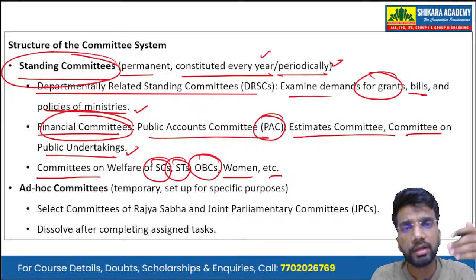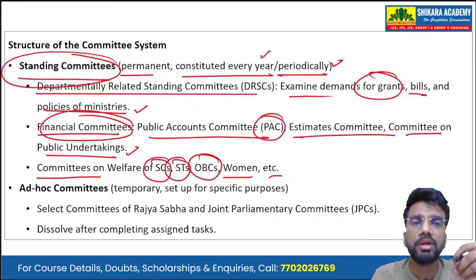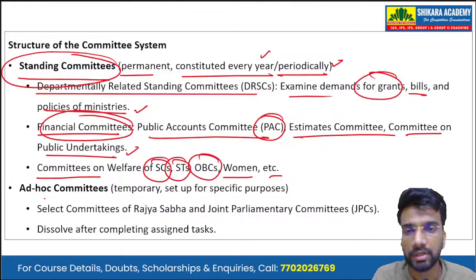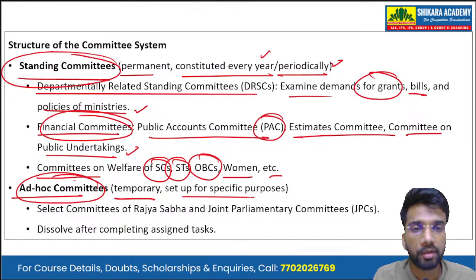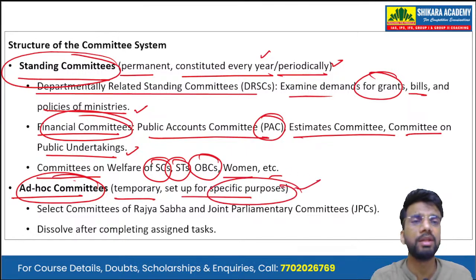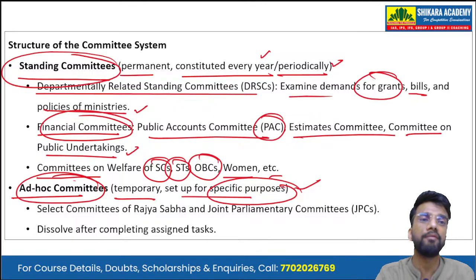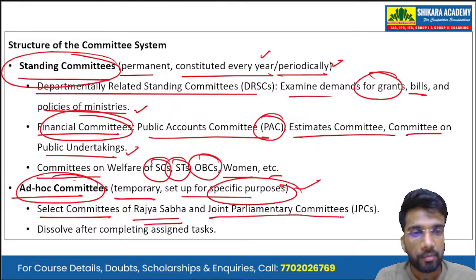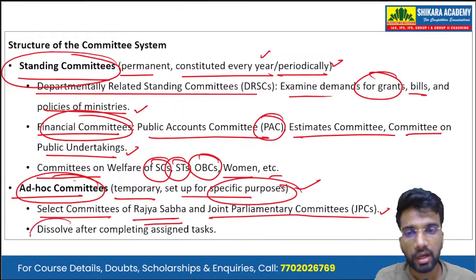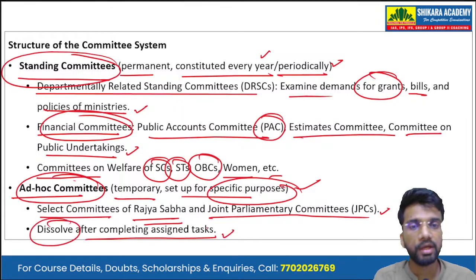The second category of committees that we have are the ad hoc committees. As the name suggests, these committees are temporary and are set up for a specific purpose, and they get dissolved after completing that specific function, when they have no role to play. The select committees of the Rajya Sabha and the joint parliamentary committees are examples of ad hoc committees, and these are dissolved after completing the assigned tasks.